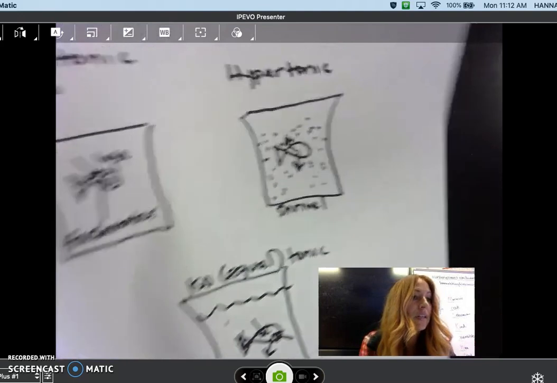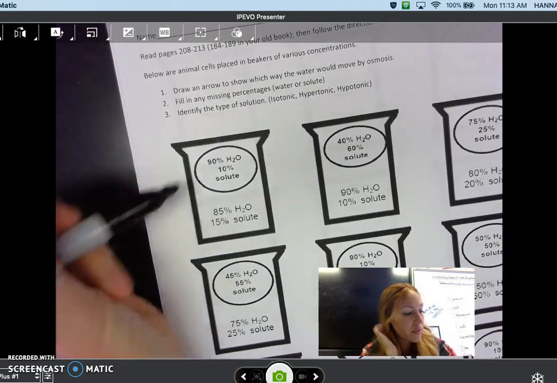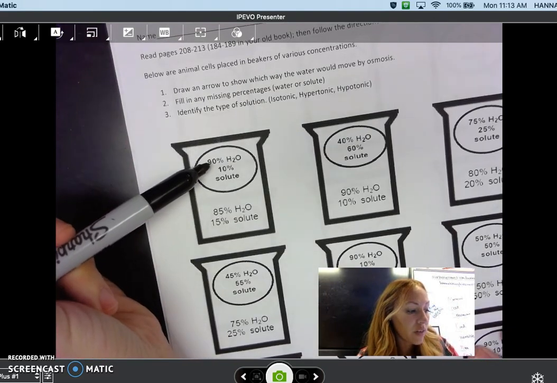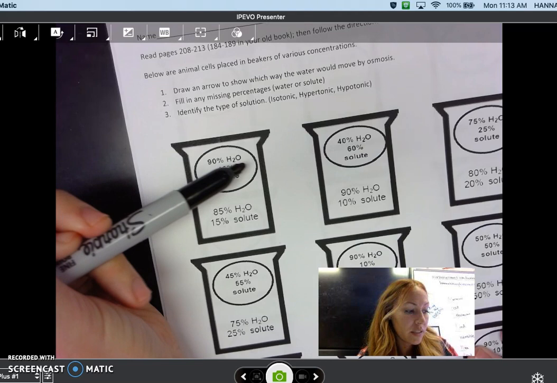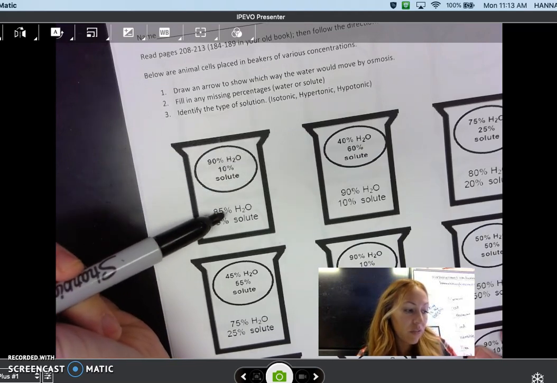Now you should have this worksheet now. And you're going to be working on this. Now what I want you to look at, let's start with this one right here, is that we've got 90% water inside of this cell, and it's in a beaker that has 85% water.